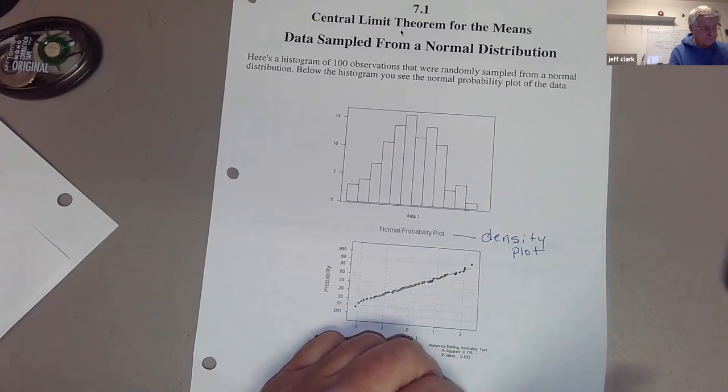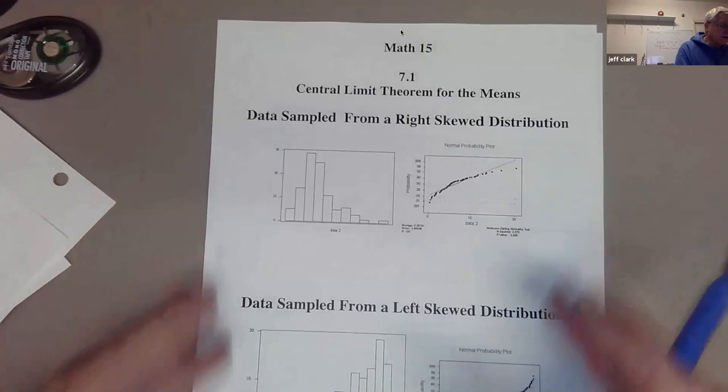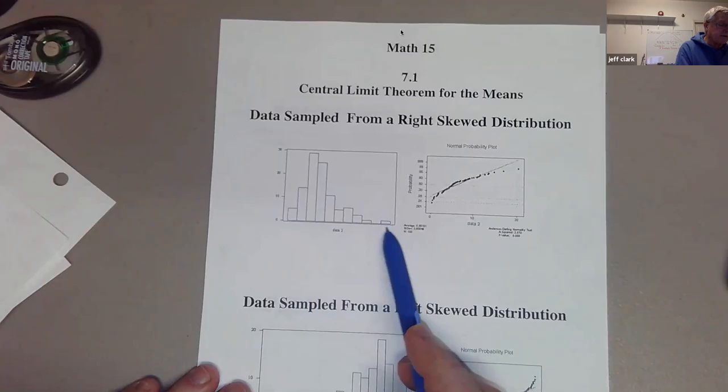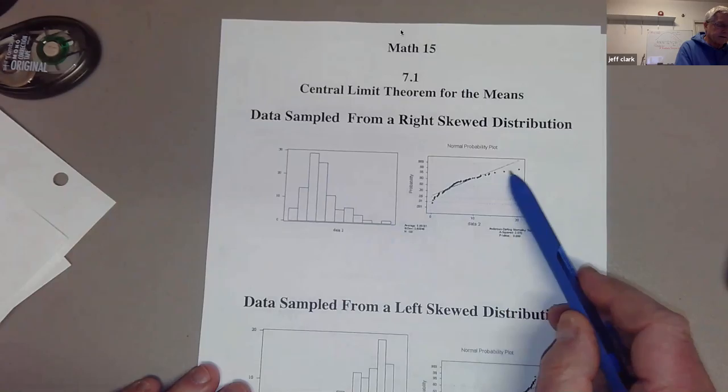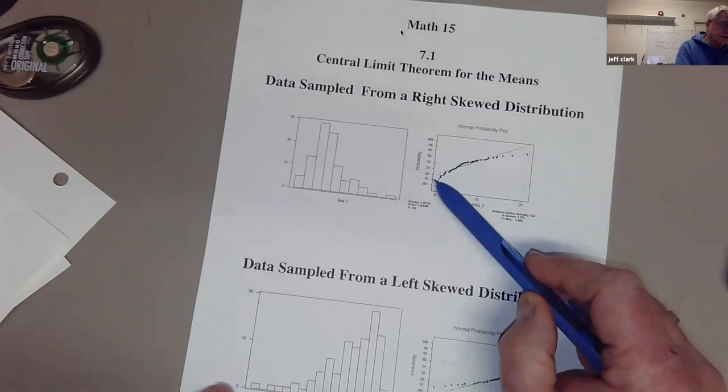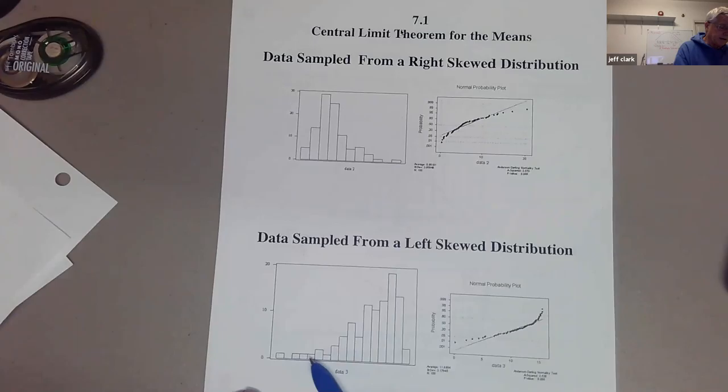Here's another picture I found. This one we would call right tail skewed. Remember that, right tail skewed? This might be an outlier up here or two. You see how it's kind of curvy? This one curves up. Right tail skewed looks like it curves down. This is left tail skewed, again maybe an outlier, piled up on the right.